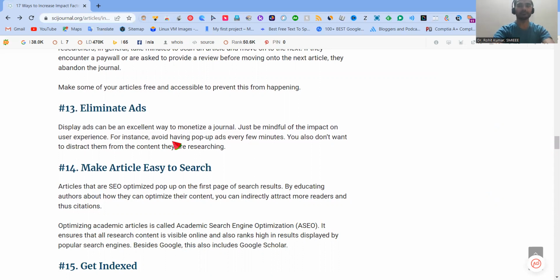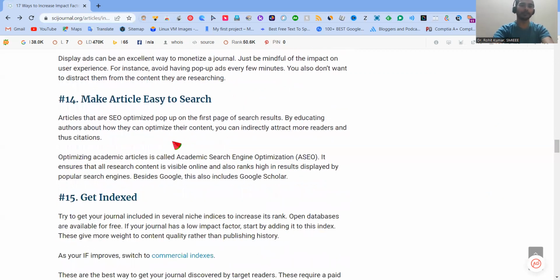The same idea comes from YouTube channels or any social media channels: with fewer ads, people are going to prefer you more. Then the next one is making articles easy to search. When you have the right sort of advanced searching options in a journal, it gives you easy access, because you want to search papers based on an exact time frame, and then when you get the right paper, it becomes easy to cite them. For example, I want to search only 2022 papers, or the last 10 years, 5 years or 2 years papers.